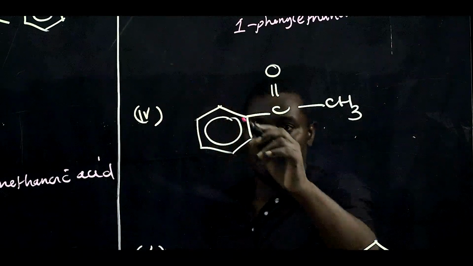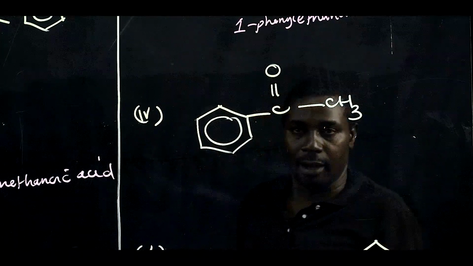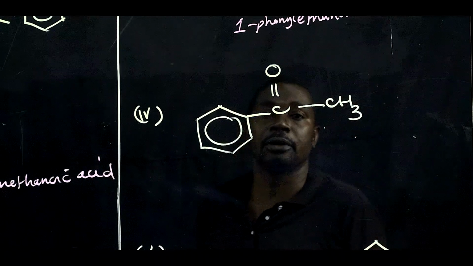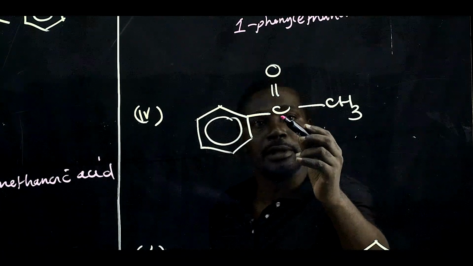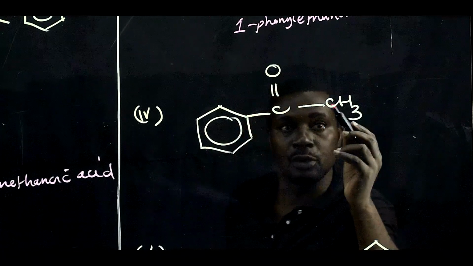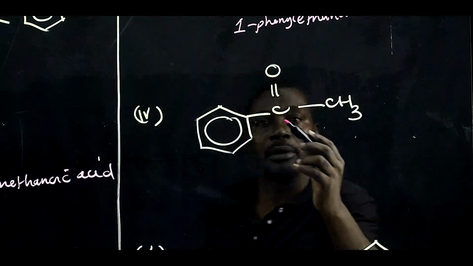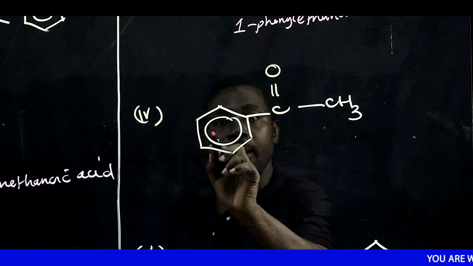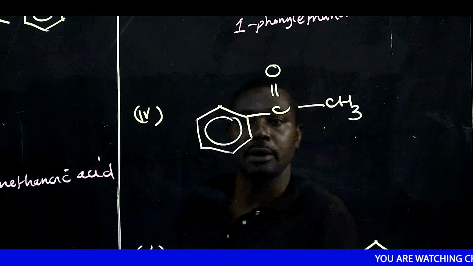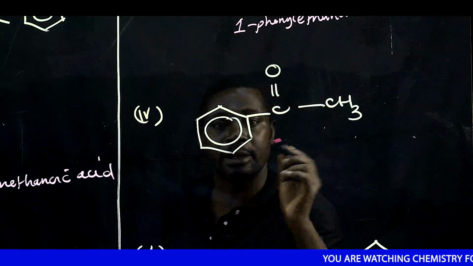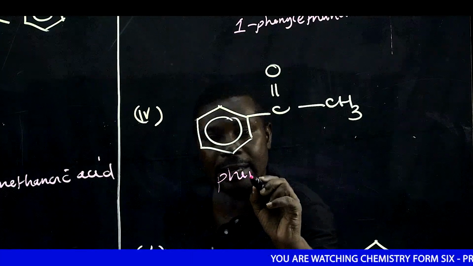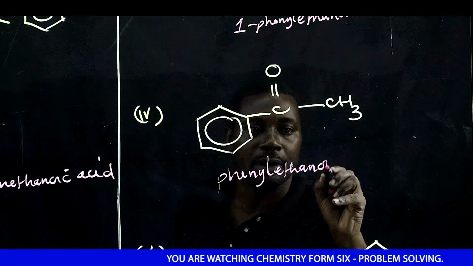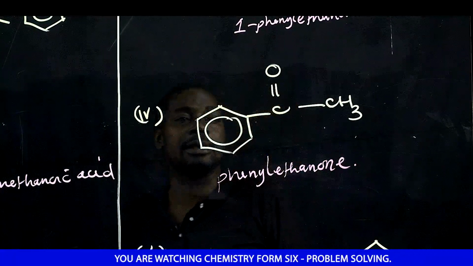Roman 4, the benzene ring has 1 substituent group having a keto group or keto carbon. So this substituent group has 2 carbon atoms. So this is a group of high preference, and the benzene should be a branch group attached to the ketone. So in naming, benzene as a branch should be named as phenyl. Having 2 carbons, ethanone. Phenyl ethanone.